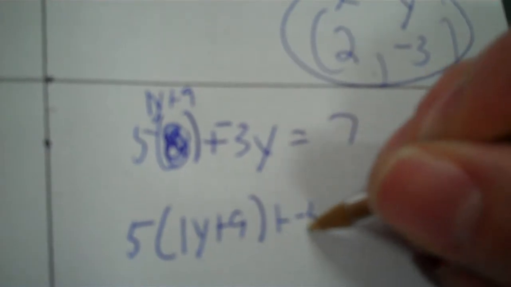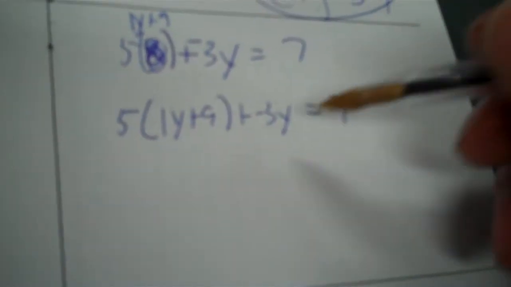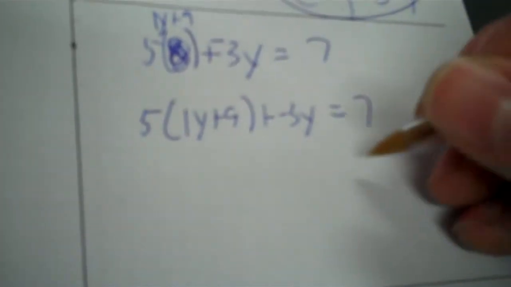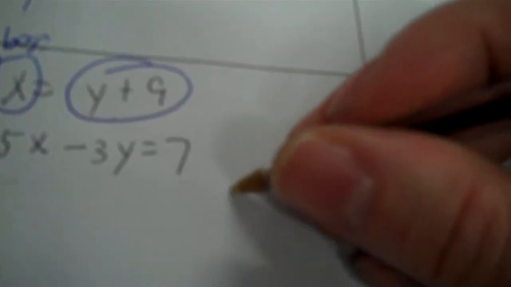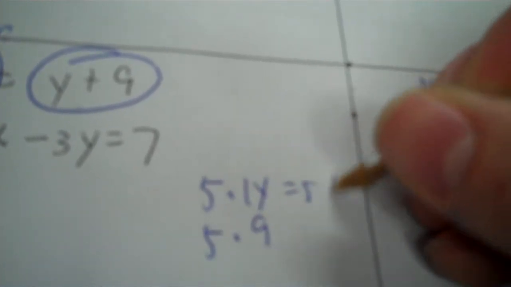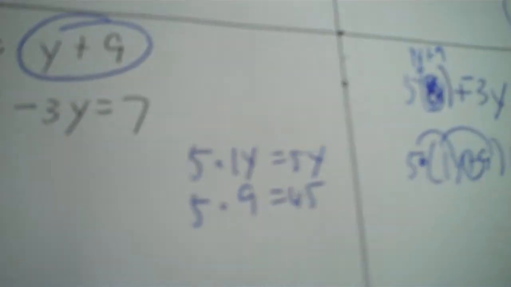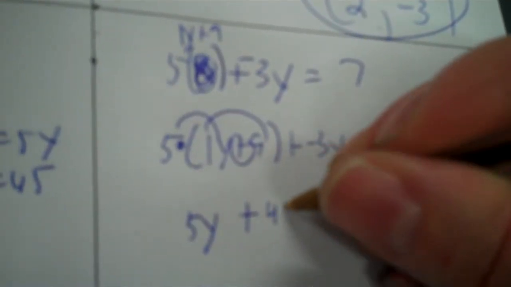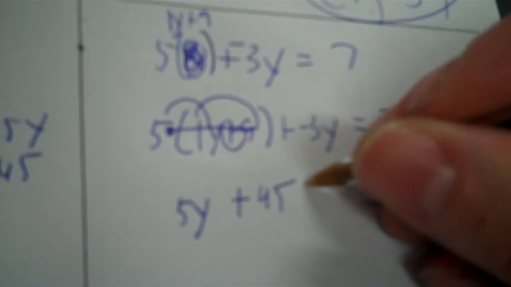Now after the parentheses is closed, you got to look. After it's closed, you have plus negative 3y equals 7. Now I got matching letters, y and y. Okay, so we know we're at 7. And then I take 5 times 1y and 5 times 9. So that's 5y, and that's 45. So you drop your plus. On one side you got 5y, the other side you got 45. And then you add your negative 3y.